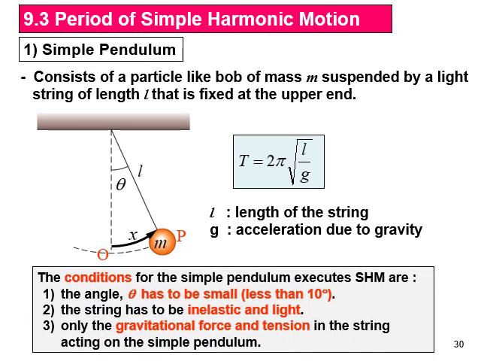The conditions for the simple pendulum to execute simple harmonic motion are: the first one, the angle theta has to be small or less than 10 degrees. The second one, the string has to be inelastic and light. The third one, only the gravitational force and tension in the string act on the simple pendulum.